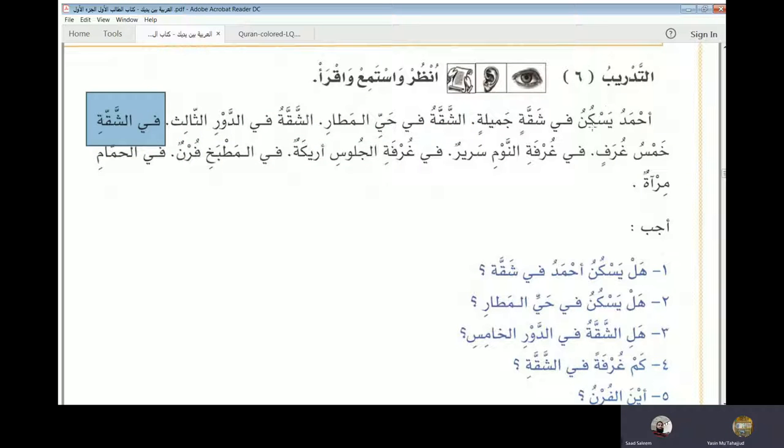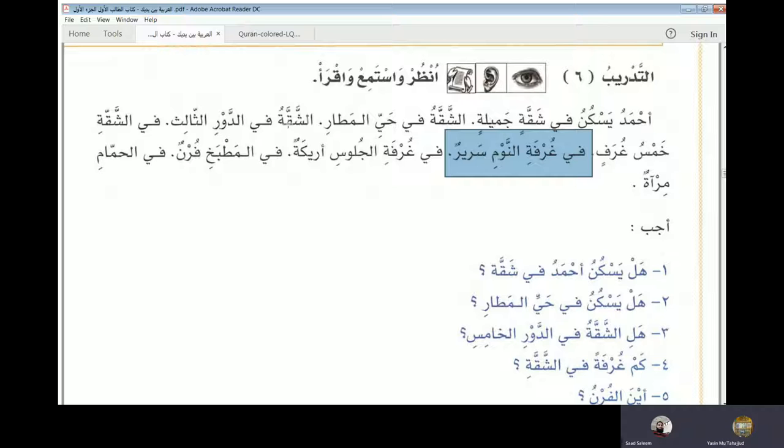Fi shakati khamsu ghurfin. In the apartment, there are five rooms. Good. Just give me one minute. Okay, sorry for that. Continue.